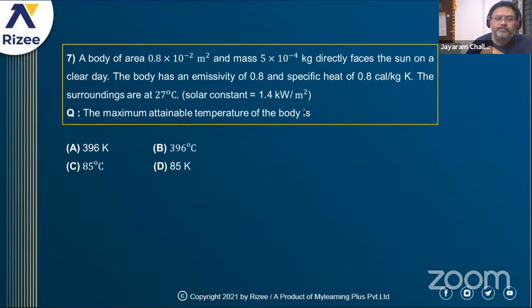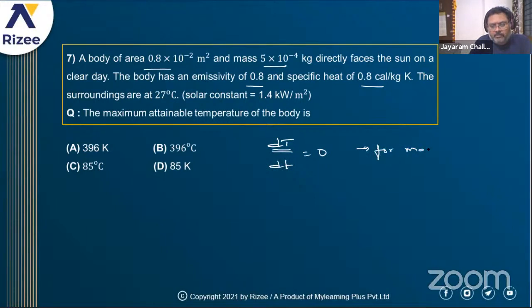So next one please. A body of area, the same question, it's a paragraph question. The body of area is this much, all values are the same, the emissivity and the specific heat are also the same, and the surrounding temperature. He is asking for the maximum attainable temperature. So at the maximum temperature, dT by dt should be equal to 0.